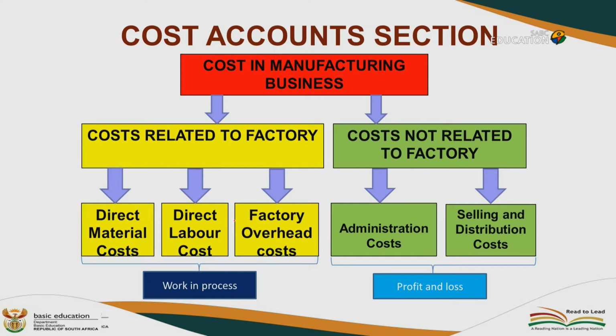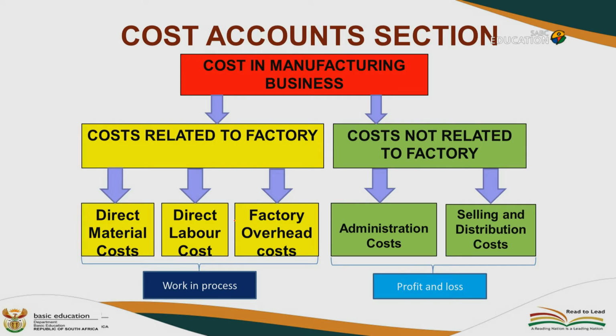Our cost accounts section is divided as follows. As you can see, the yellow blocks, those are costs related to the factory. You have your direct material, you have your direct labor, you also have your factory overheads. The three, they make your work in process in order for you to do the finished goods.